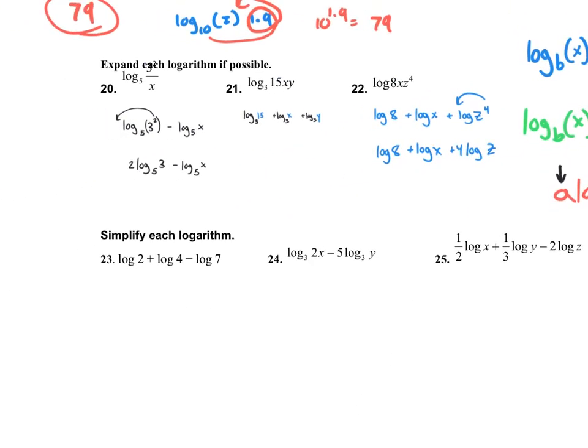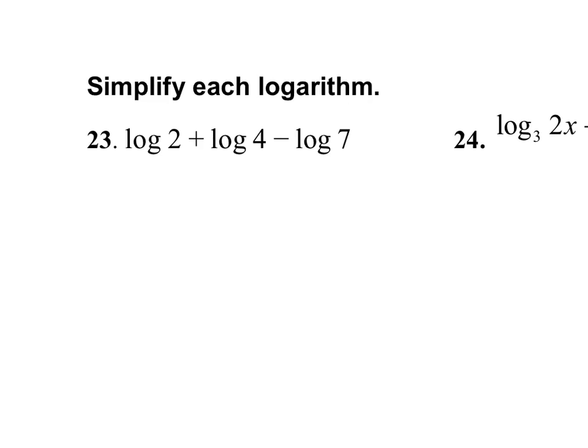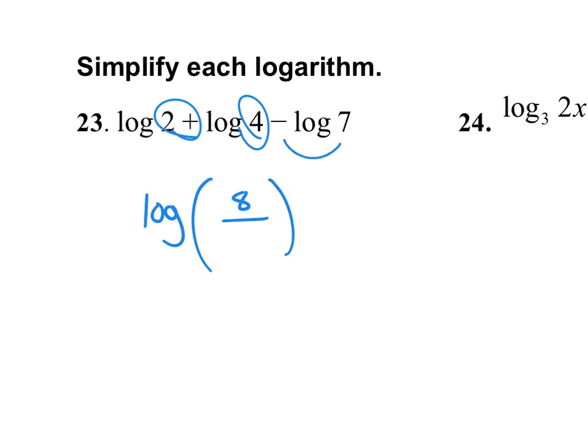All right. This one wants us to contract them, put them all back into one piece. So I've got log. I see a subtraction sign, so I know I'll be using division. The 2 and the 4 are linked by addition, so 2 times 4 is 8. The 7 was paired up with this negative sign, so it's going to go in the denominator.